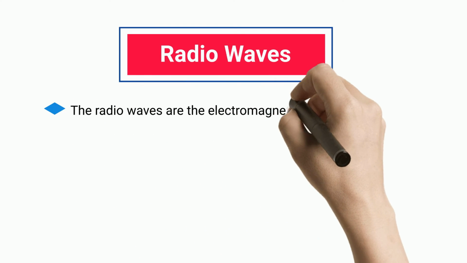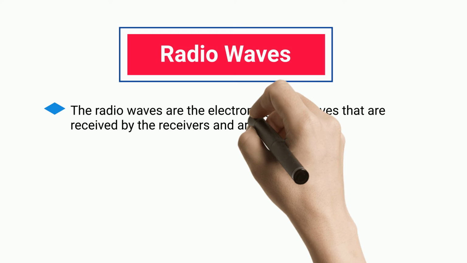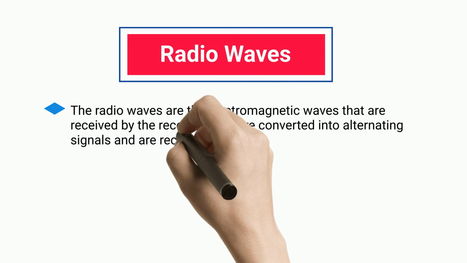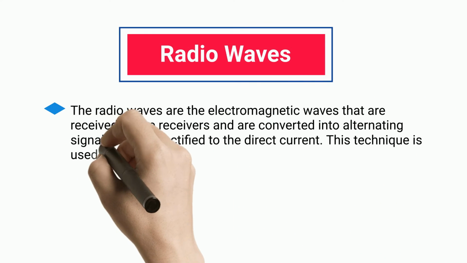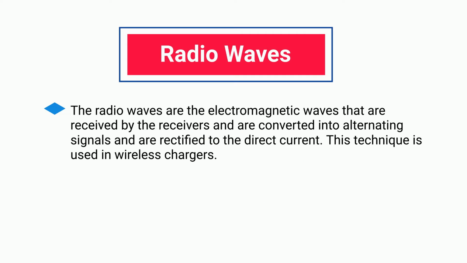Radio waves. The radio waves are the electromagnetic waves that are received by the receivers and are converted into alternating signals and are rectified to the direct current. This technique is used in wireless chargers.